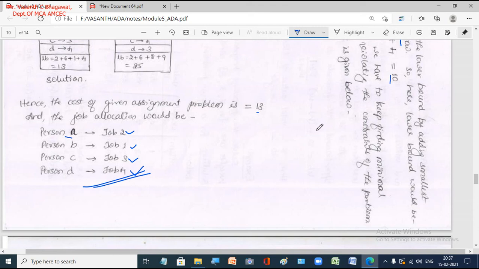So in the next video, we will be looking at another problem under the branch and bound technique, that is called the knapsack problem. Okay.